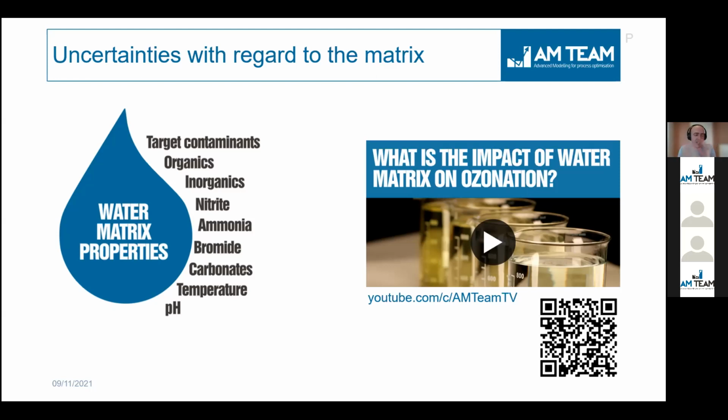It's always something else. So target contaminants are of importance, of course. The organic material, the inorganic material, nitrite concentrations, ammonia, alkalinity, pH, all these kind of parameters have an important effect on the overall design, on the future design, on the feasibility of your plant, of your ozonation system, and on the operations. We can talk a lot about all these different parameters and what is the impact.